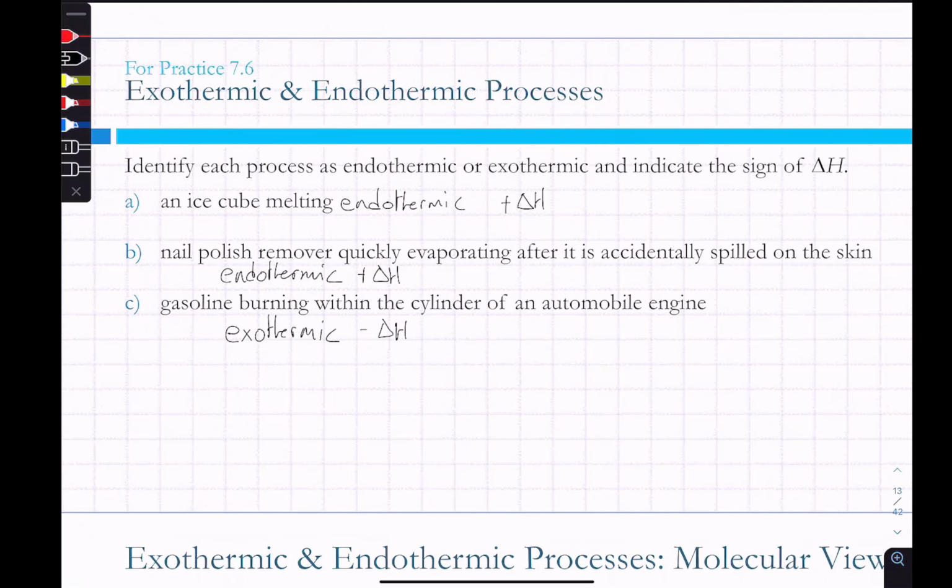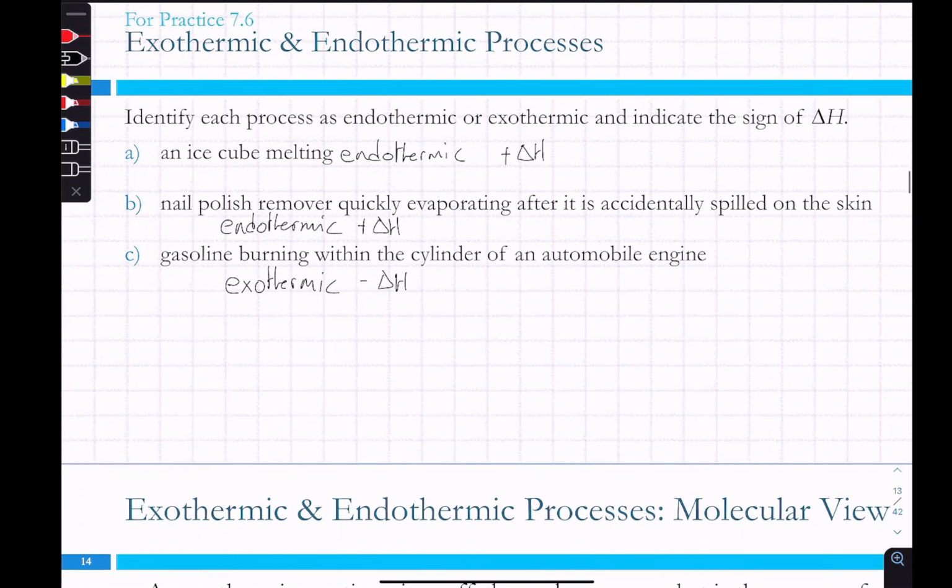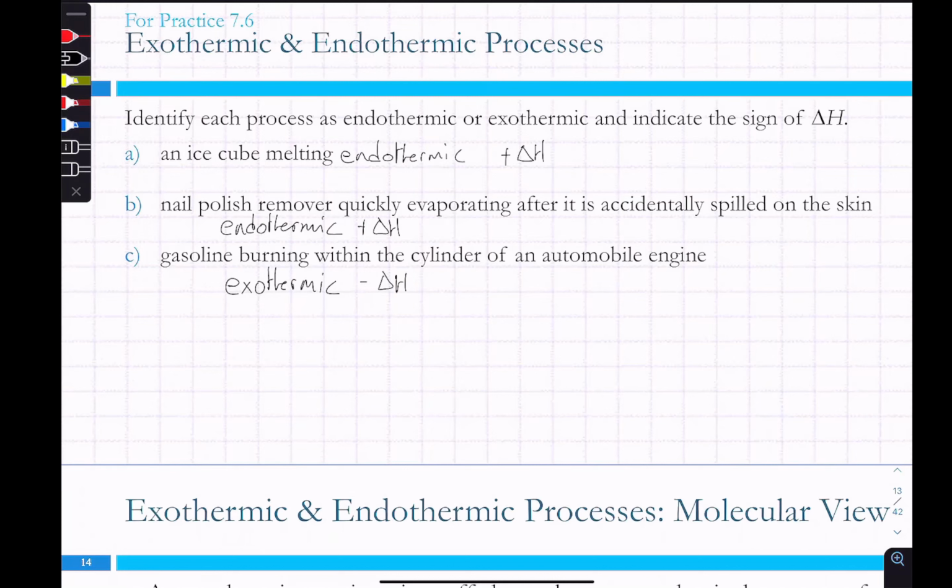So something evaporating is endothermic. Again, the opposite of that process is going to be the opposite sign of delta H. So if you had water condensing, it's going to be exothermic. Or nail polish condensing, which would require really high pressure. But yeah, always try to frame it in terms of the system and think about, do I have to put energy into the system for it to be able to do the thing, or is energy coming out of the system for it to be able to do whatever the process is?